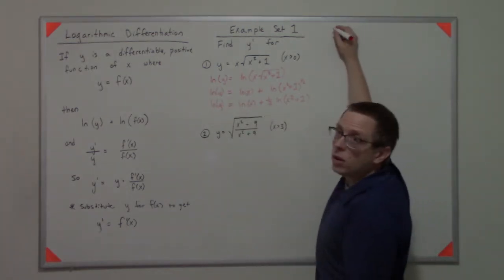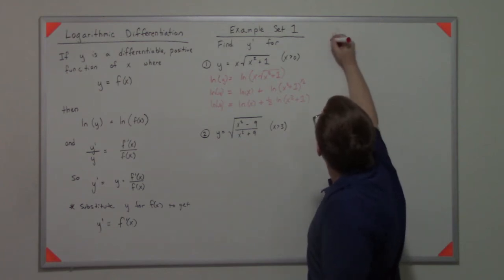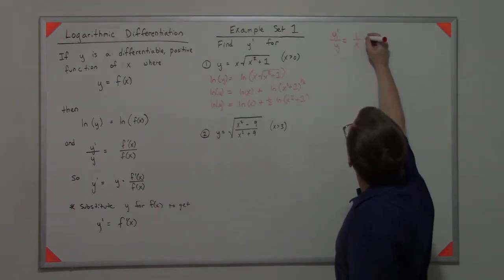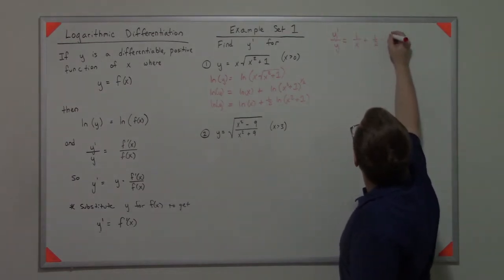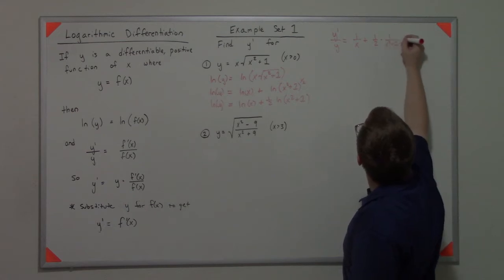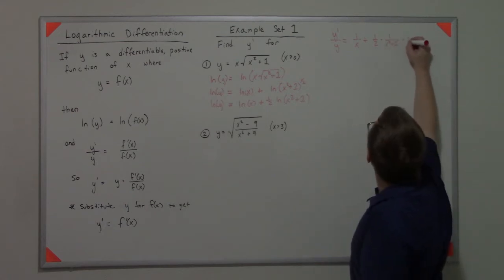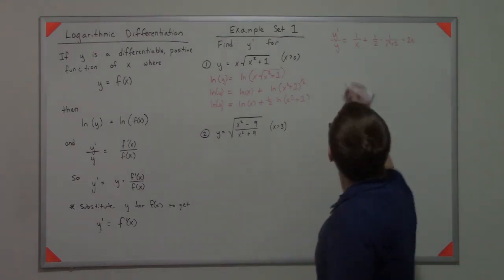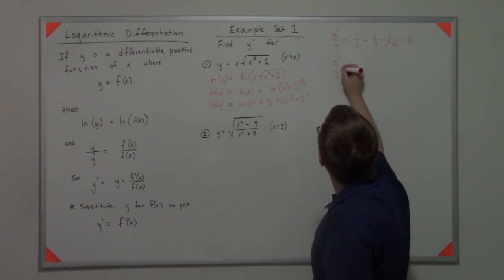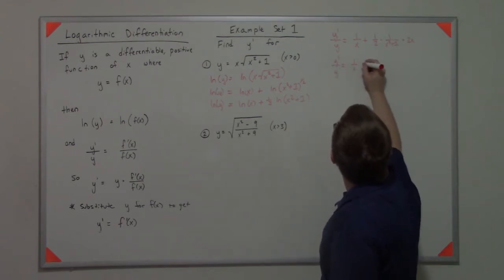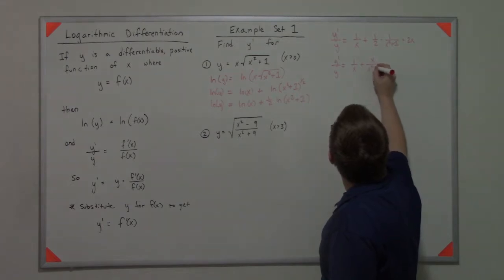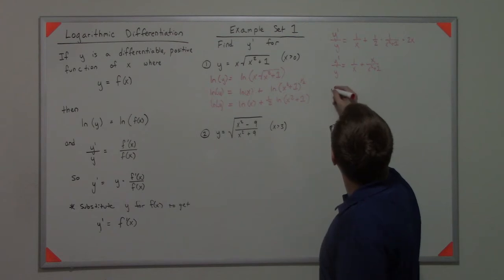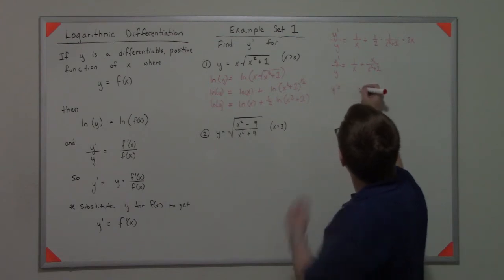So I get y prime over y equals 1 over x plus 1/2 times 1 over x squared plus 1 times the derivative, which is 2x. So you still had to do a bit of a chain rule here, but it's much cleaner. So now I get y prime over y equals 1 over x plus x over x squared plus 1. And I know what y is. Y is this.